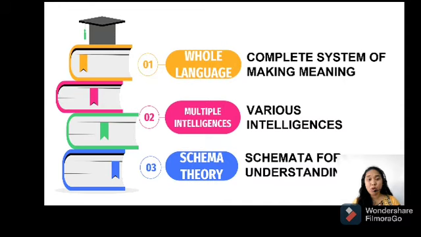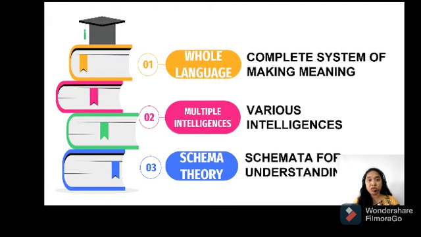The first approach is called whole language. The proponents of whole language believe that language is a complex system of making meaning, with words functioning in relation to each other in context. It is acquired holistically. For example, the macro skills reading, speaking, listening, and writing should reinforce one another. They should be taught simultaneously.